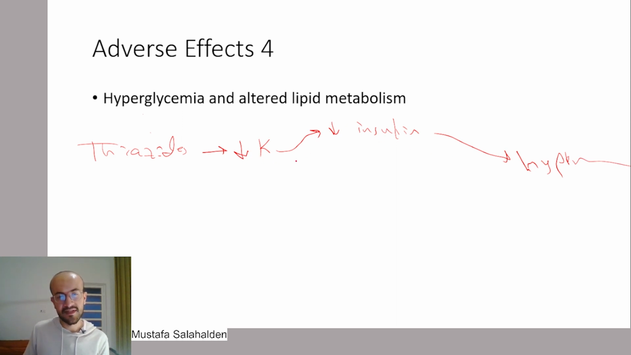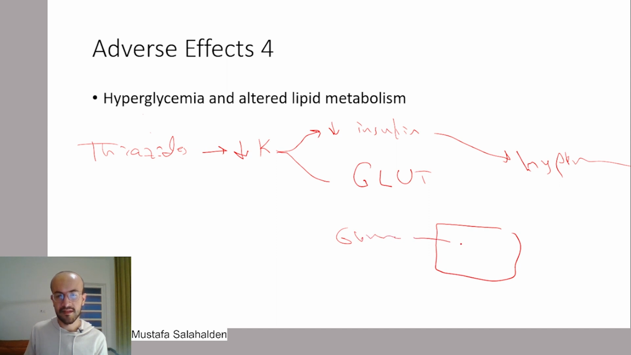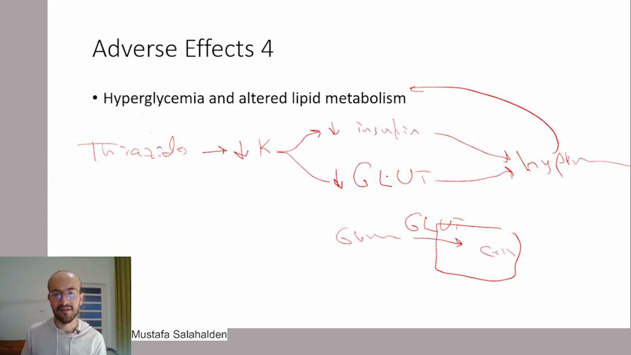Also, because of the low potassium, GLUT4, which is essential for glucose to enter the cells, is affected. Glucose goes into the cell by the GLUT transporters, and if the potassium is low, GLUT4 is less efficient in making the glucose enter the cell, so the glucose is trapped in the vessels and gives us hyperglycemia. And secondary to hyperglycemia, we would get altered lipid metabolism in the form of hyperlipidemia.